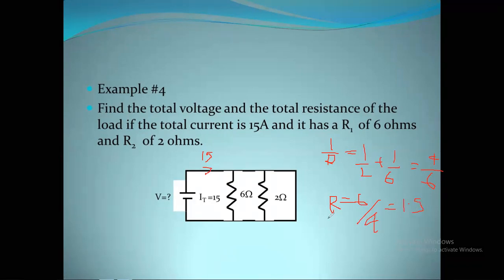It's 1.5. Then we know that the current is 15 and the total resistance is 1.5. Therefore, we can apply V equals IR for that. The voltage we don't know, current is 15 and resistance is 1.5. Then this voltage becomes 22.5. Now we know this figure, 22.5.